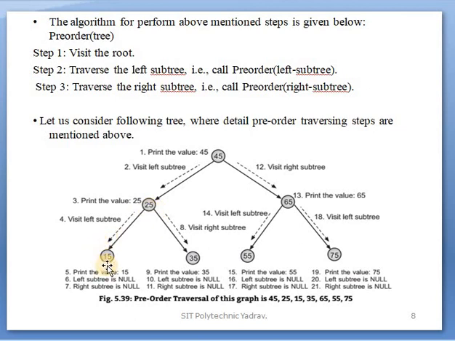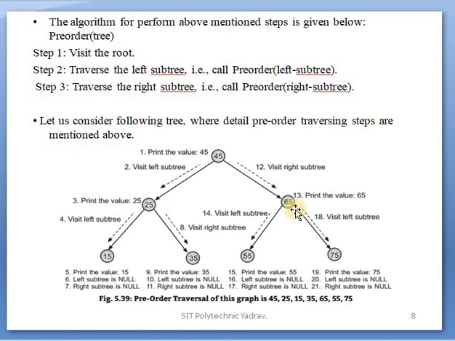After that, visit the left subtree. Because a left subtree is there, 15 will be displayed. There is no left or right subtree, so go to the right, visit the right subtree, because the third step is the right. 35 will be displayed. There is no left or right, so go to the right. First of all, the left subtree is complete, after that the right subtree.